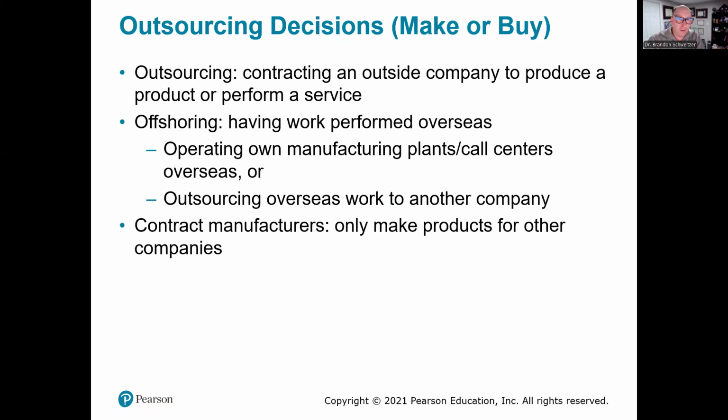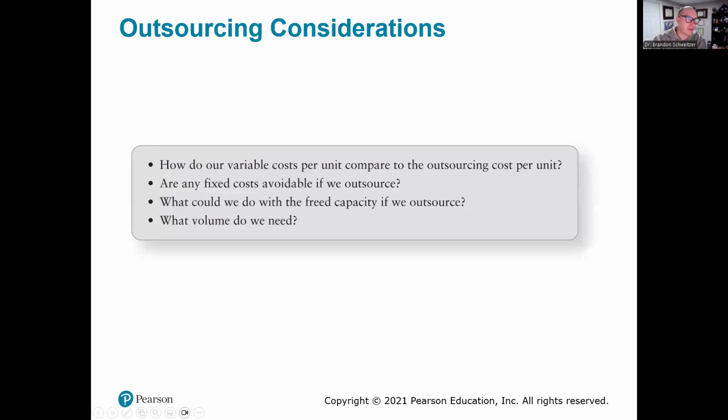We could also offshore the work. We could have the work performed overseas. It's called offshoring. The company typically operates their own manufacturing plants overseas. That's called offshore. Outsourcing overseas work to another company is another method of offshoring. We contract with our manufacturers to make the product for the other company. So that's outsourcing.